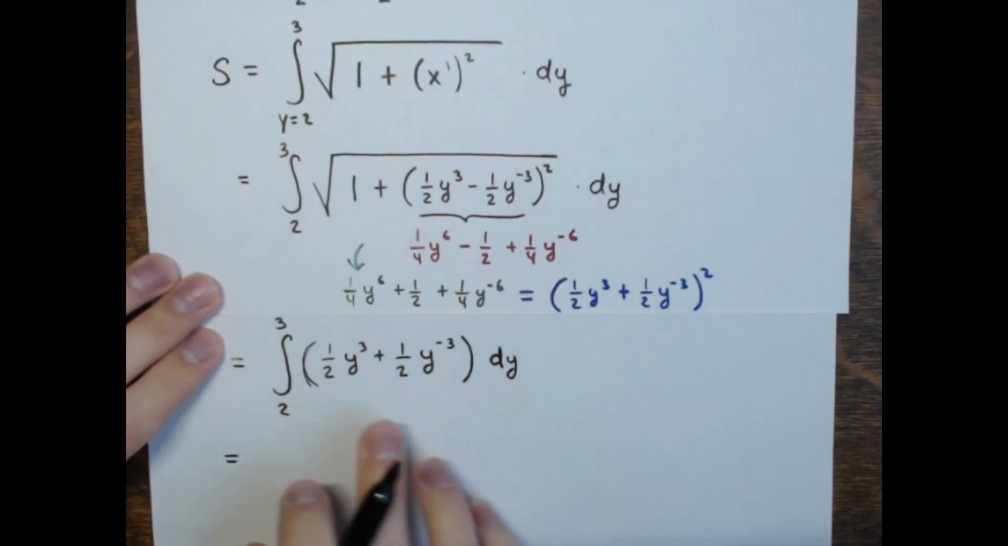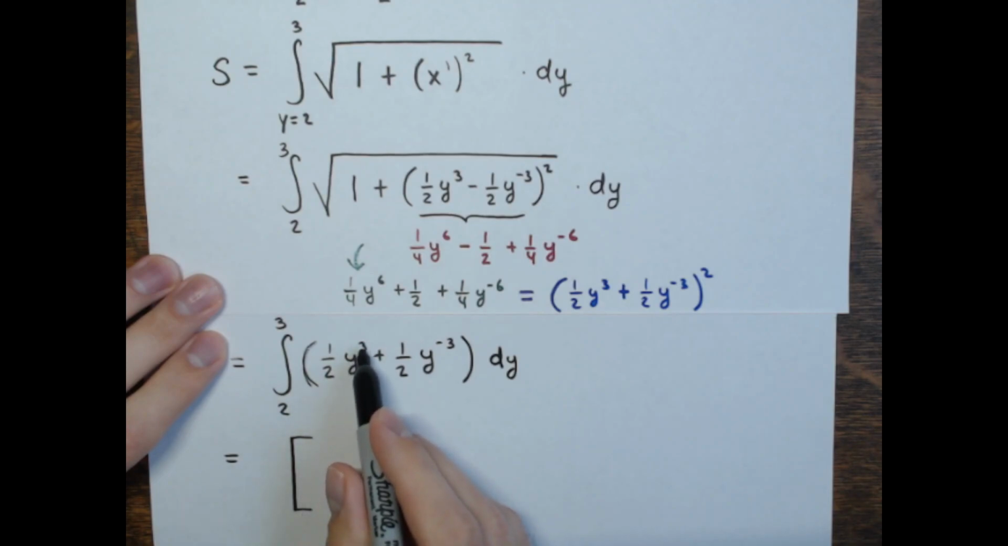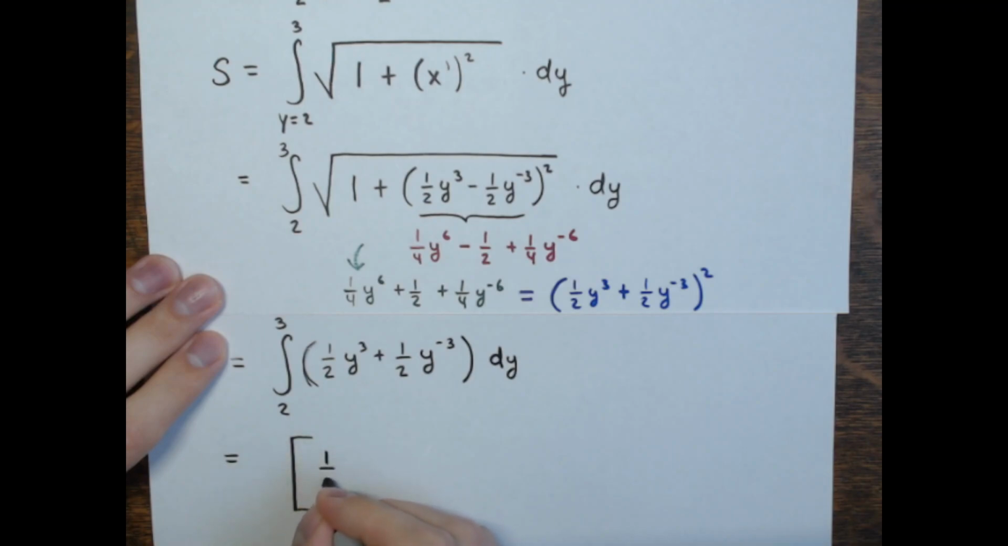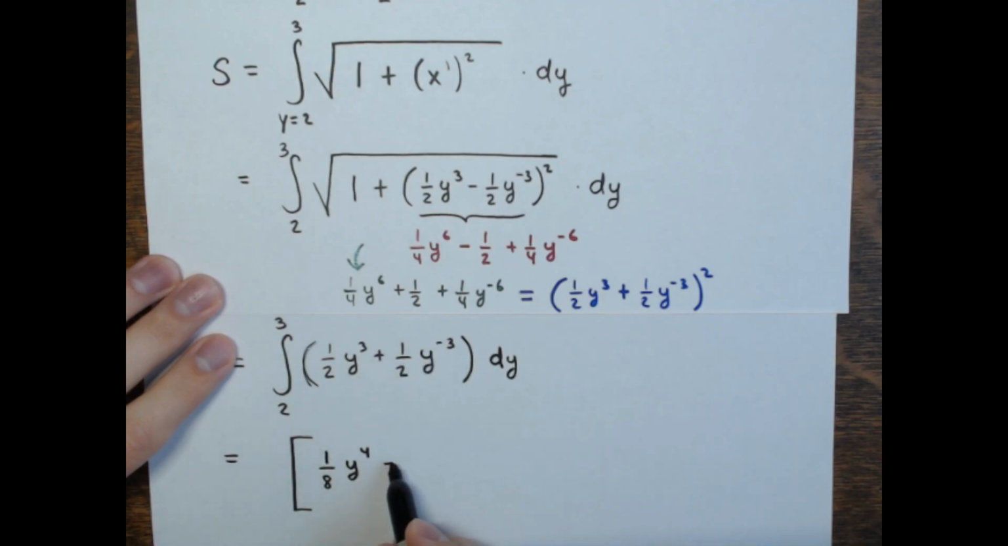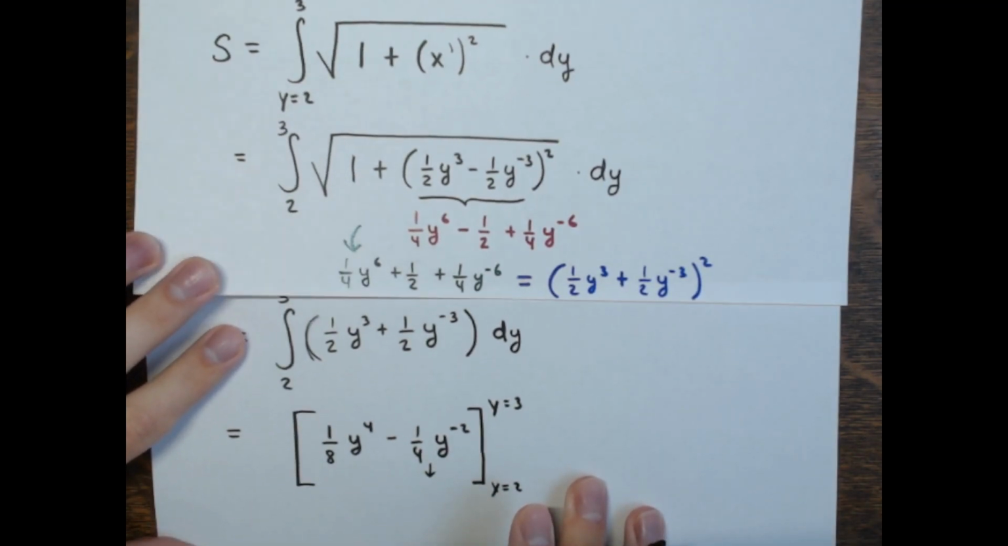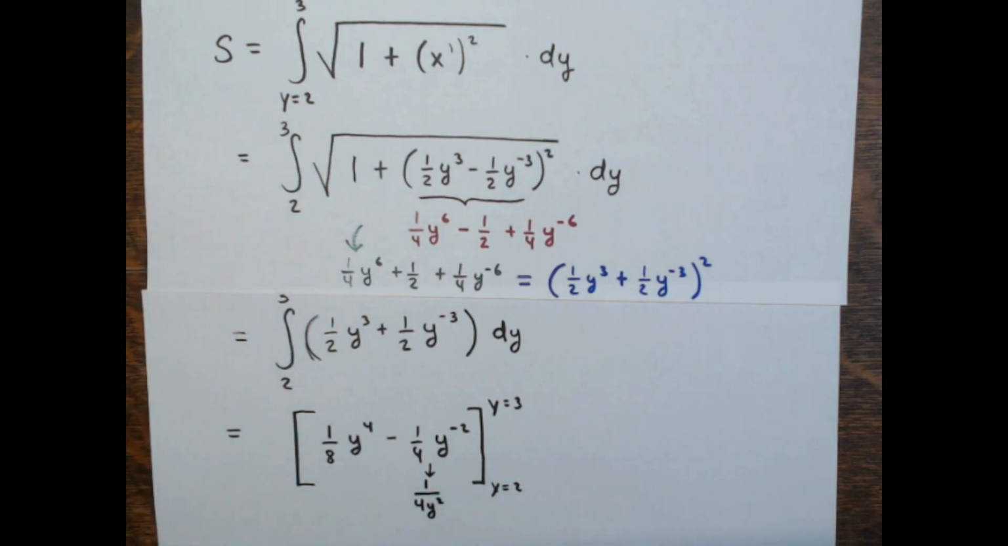Great. And these are things I can use a simple power rule for to anti-differentiate. This is a half times 1/4 y to the 4th, so that's an 8th y to the 4th. And here I'd be raising the power: y to the negative 2nd times negative half, so that'd be minus a quarter y to the negative 2. And then we're going from y equals 2 to y equals 3. This 1/4 y to the negative 2, I'll think about as 1 over 4y squared. So we have 1/8 y to the 4th minus 1 over 4y squared.